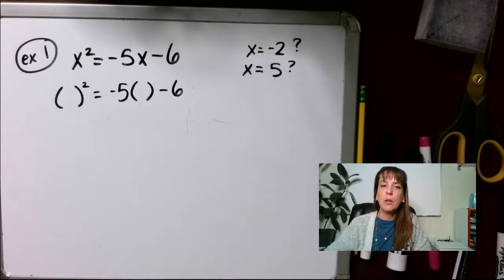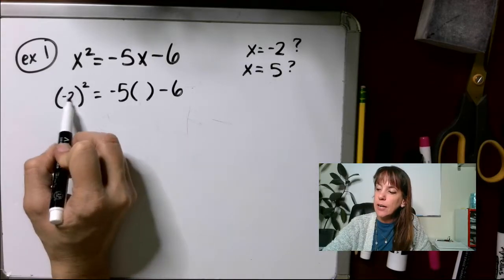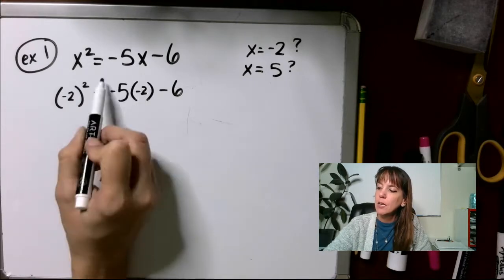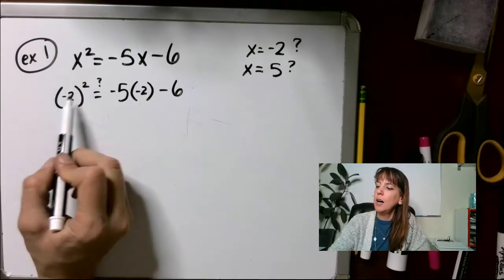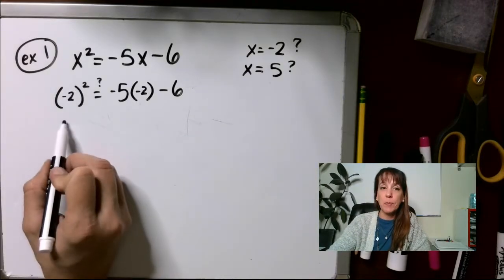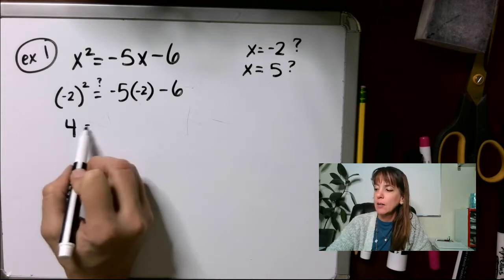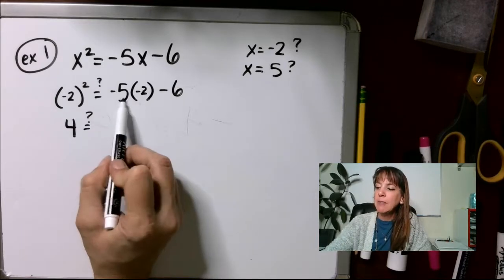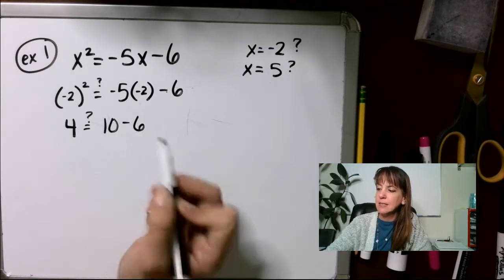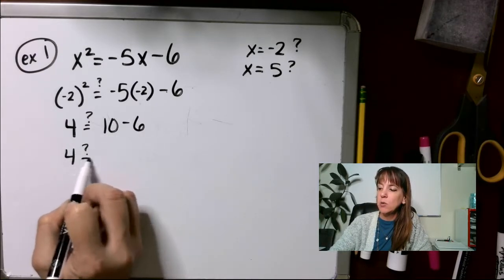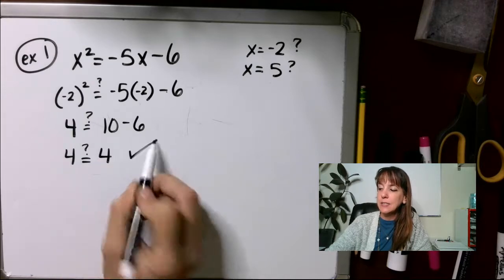And then we are going to plug in our -2. When we plug in our -2, we're going to throw a little question mark above our equal sign. By doing that, we're saying, hey, we're testing this. We're not sure. So -2 to the second power with parentheses is 4. Question mark. -5 times -2 is +10. Bring this down, -6. Does 4 equal 4? Yes, so then it works.